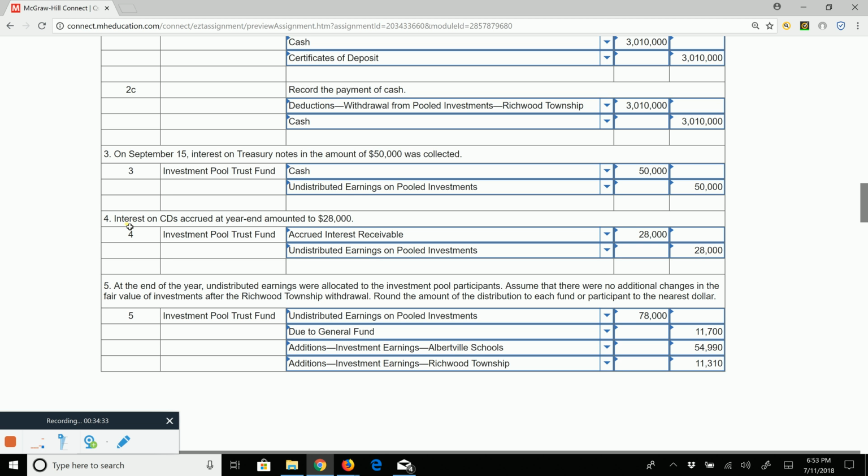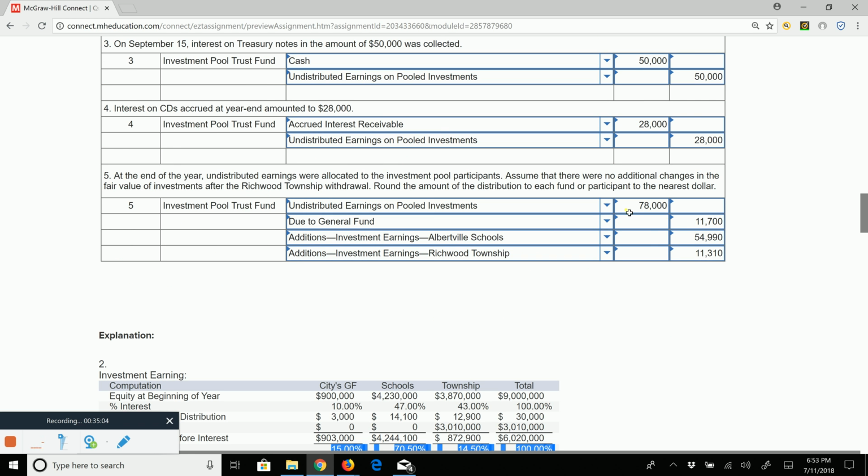And also on September 15th, we had some CD interest that wasn't collected, but it was accrued at the end of the year for $28,000. So we're going to debit accrued interest receivable $28,000 and credit undistributed earnings. So between September 15th and year end, December 30th, if you add up the amounts in the undistributed earnings, it comes to a total of $78,000. And by the end of the year, we're going to take that undistributed earnings of $78,000 and get rid of it with a debit, and in its place, we will allocate that $78,000 based on the ownership percentages at this moment in time.